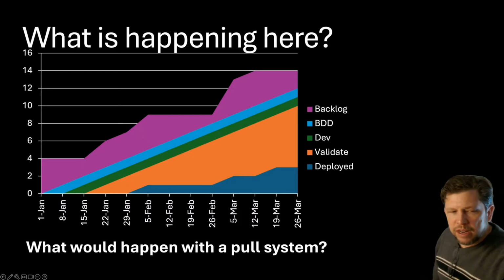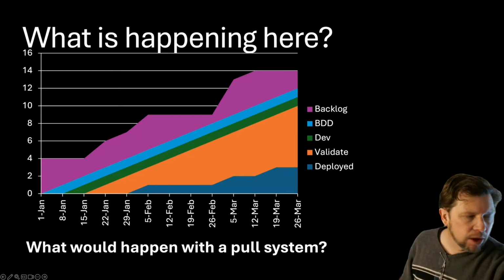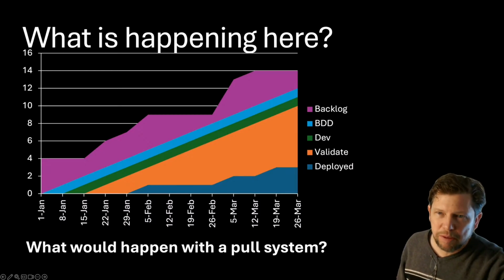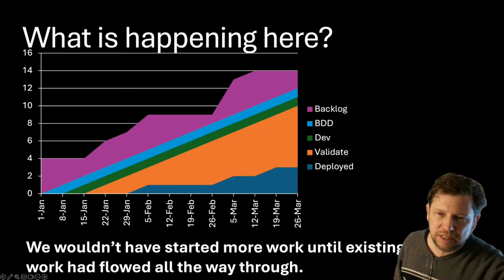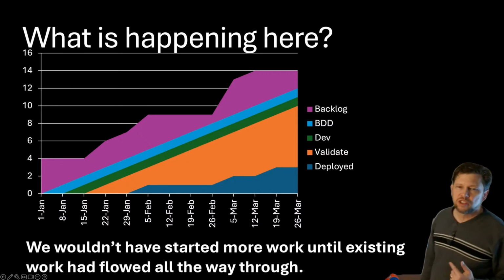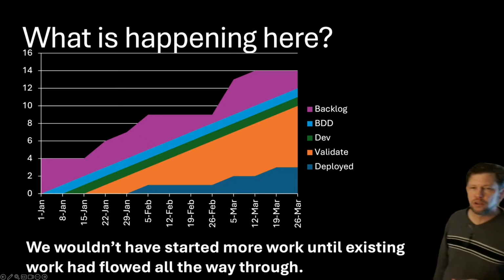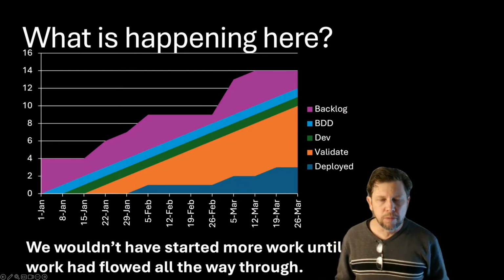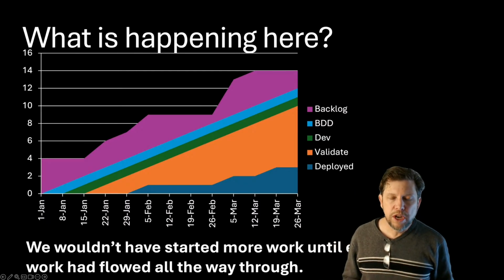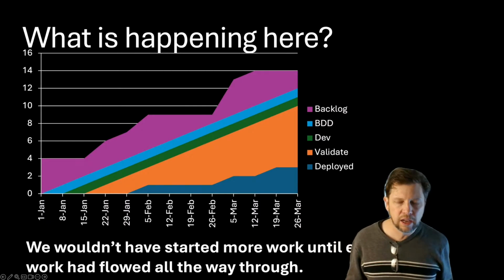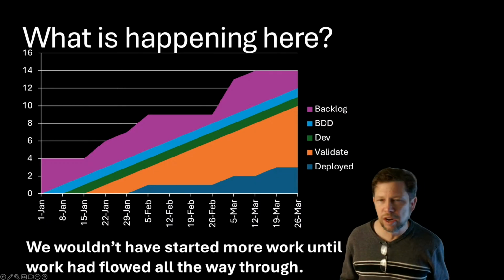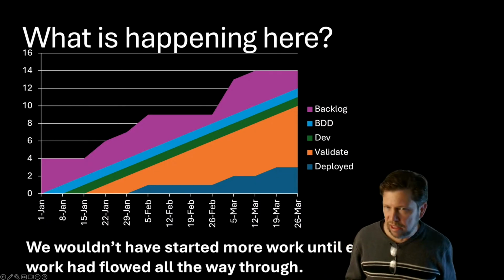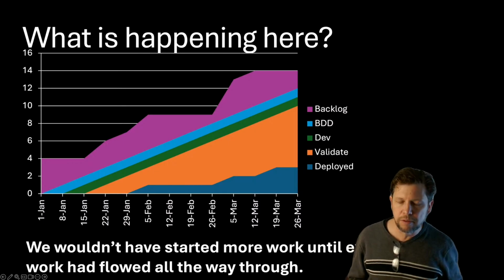So what would happen in a pull system like we described? Well, yes, a WIP limit on validate. In a pull system, it would kind of give us that, because we wouldn't have started more work until all the other work had flowed all the way through. So in a pull system, we would have deployed stuff, and then when we didn't deploy anything, we would have said, don't give me anything new for validate. And validate would have told Dev, don't give me anything new because we're not ready for it. And Dev would have told BDD, don't give me anything new. And BDD would not have pulled anything in from the backlog.